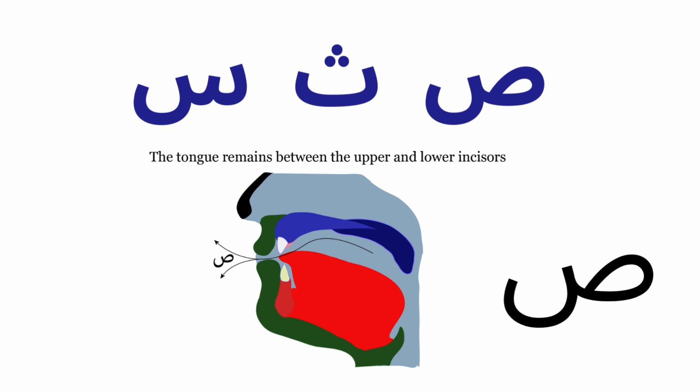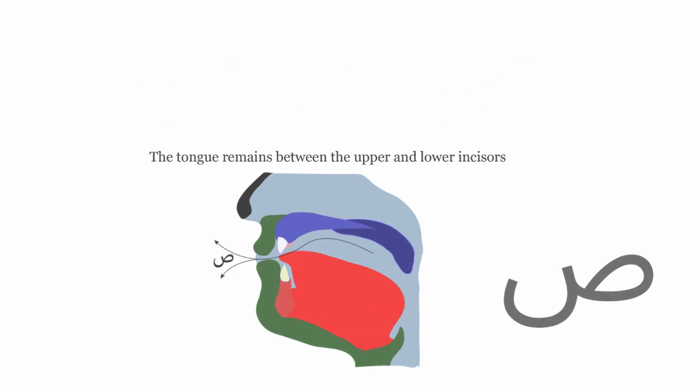More space above the tongue is left than below, to pass more air from above the tongue. Swad is pronounced by making rounded lips like an O shape. Sin is pronounced like you want to smile.